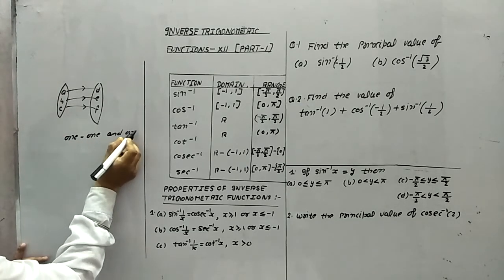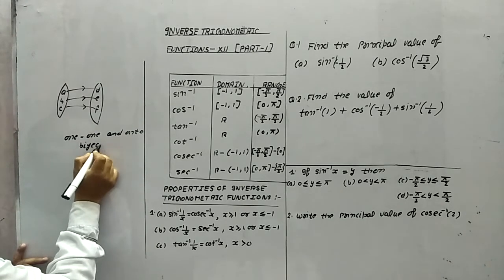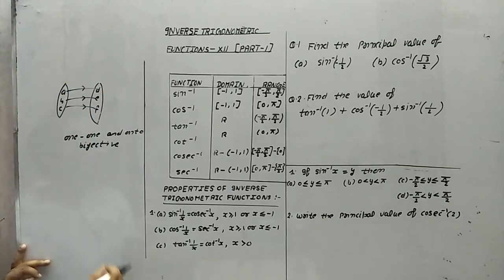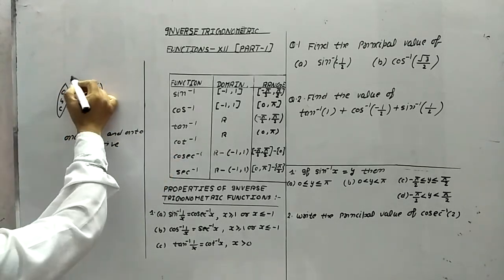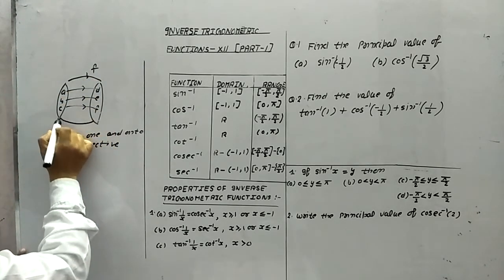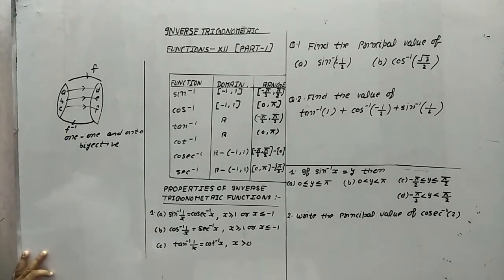And if a function is 1-1 and onto, it means this is bijective. And if a function is bijective, it means it is invertible. It means it is having its inverse. Now look at this thing. If this is f, then it is invertible also. Then this, the inverse function, is f inverse.